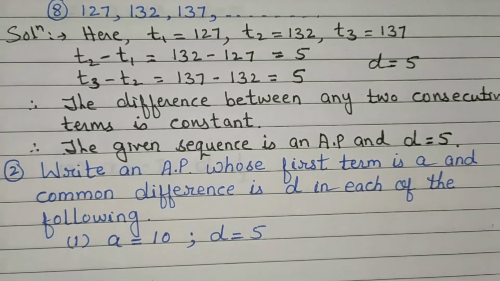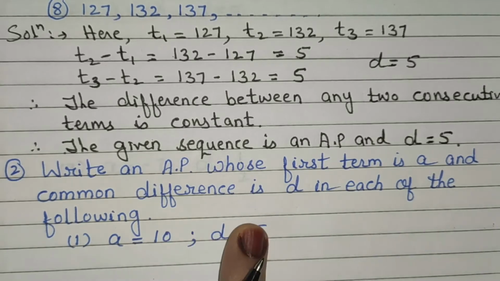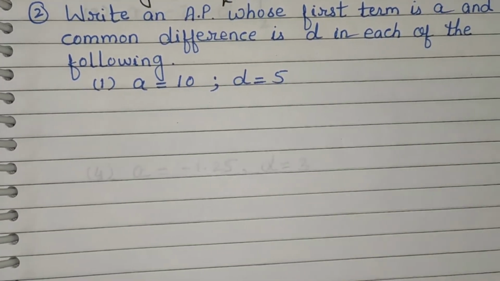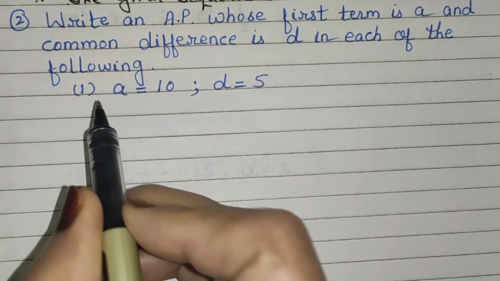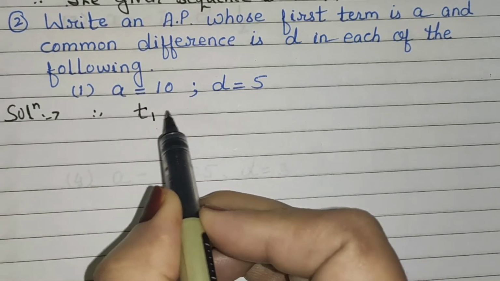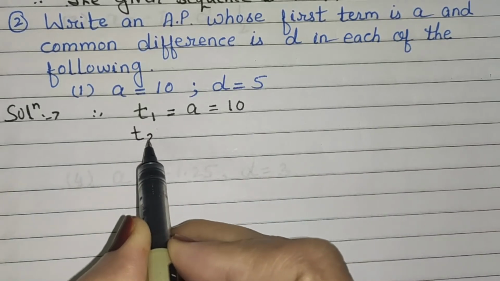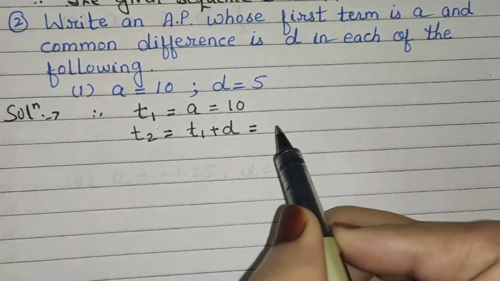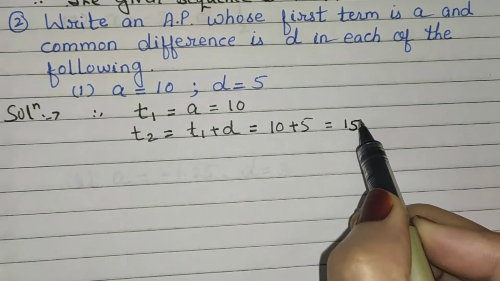Now the next question is, write an AP whose first term is a and common difference is d in each of the following. Now the first one is a is equal to 10 and the common difference d is equal to 5. Therefore we can write here a, it is also known as T1. First term T1 is equal to a is equal to 10. T2 is equal to T1 plus d. Now substituting the values here, we get 10 plus 5 which is equal to 15.